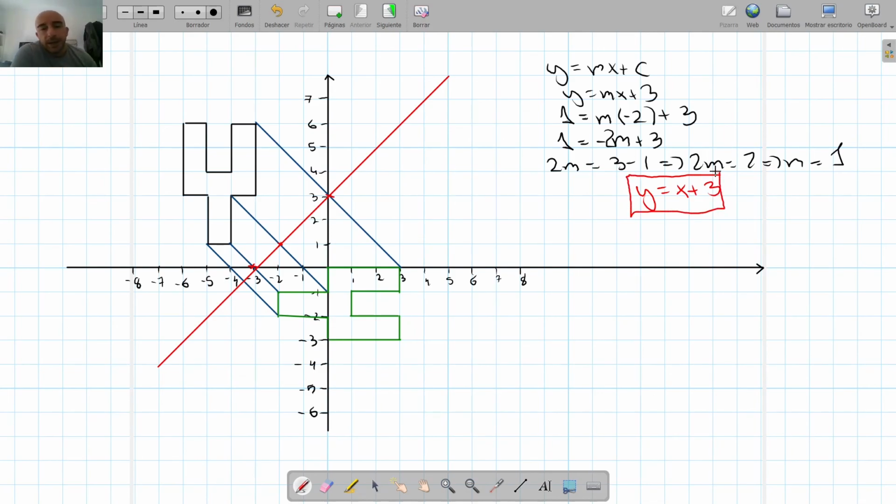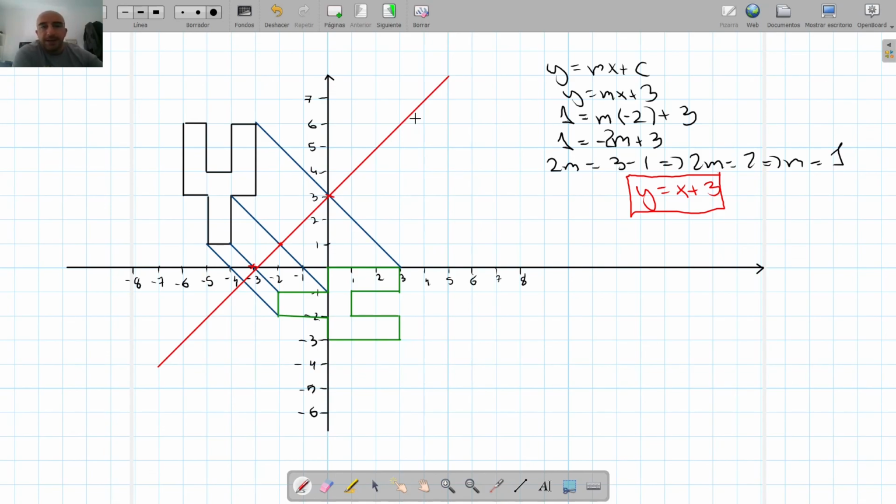So again, if we have a reflection, we have to find the mirror line. To find it, we connect the points from the object and the reflection. We can find the perpendicular bisector because they have to be at the same distance, or just calculate the midpoint of each segment and join them. Then we have to find the equation of that straight line.